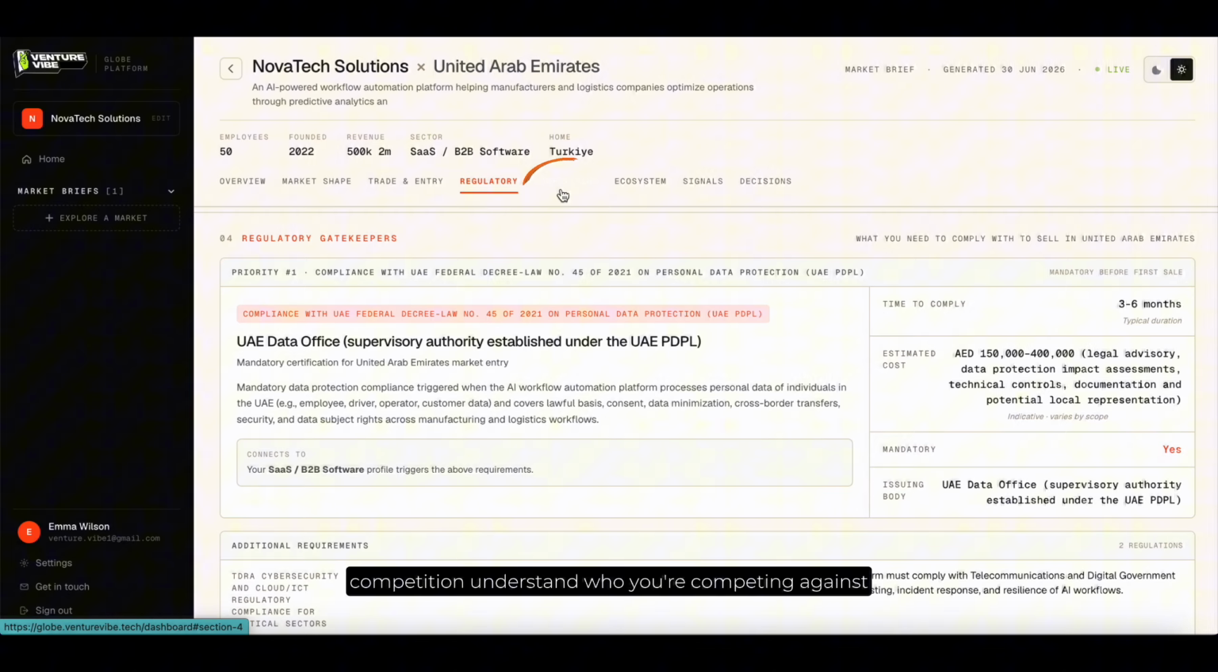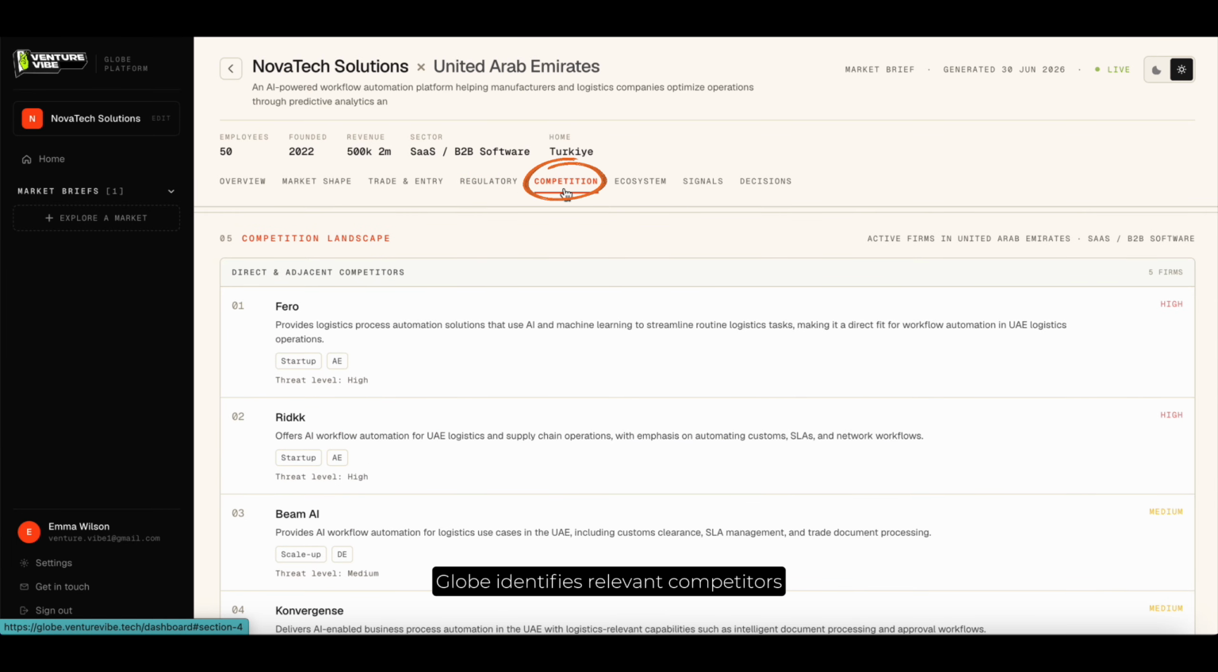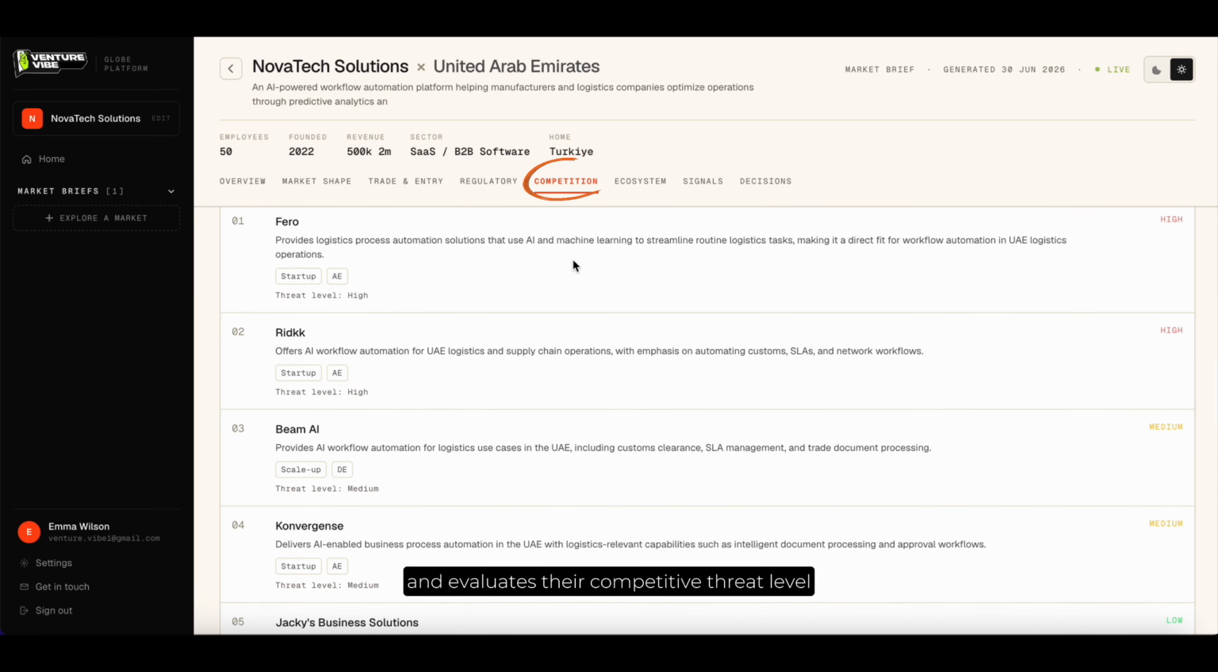Competition. Understand who you're competing against. Globe identifies relevant competitors already operating in the market, explains what they do, and evaluates their competitive threat level.